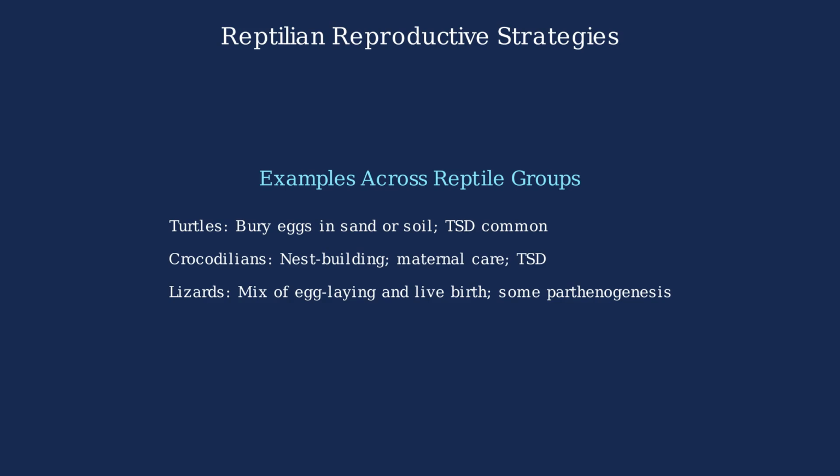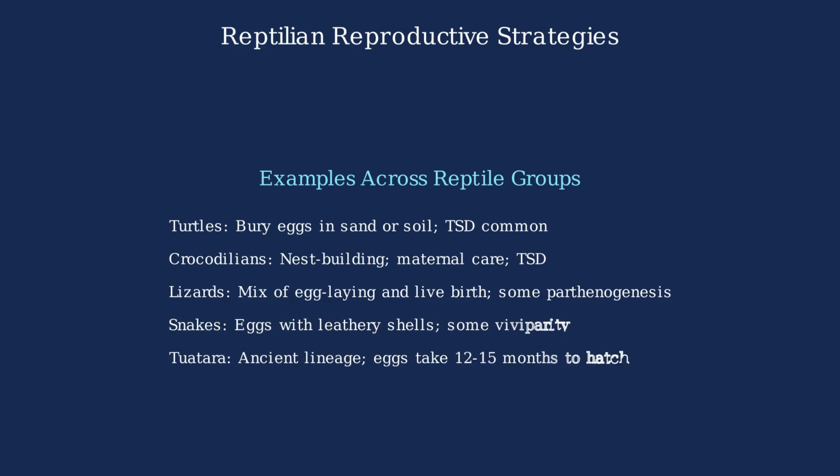Some lizard species can even reproduce through parthenogenesis, development without fertilization. Snakes typically lay eggs with leathery shells, though some species give live birth. The ancient tuatara has extremely slow development, with eggs taking over a year to hatch.